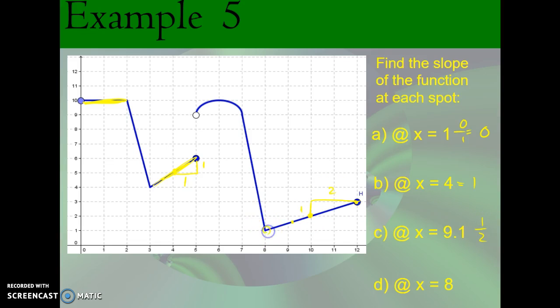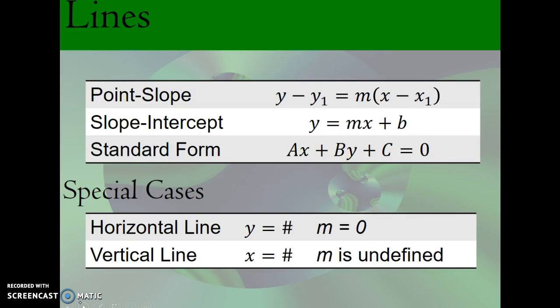At 8, I'm at a little bit of a conundrum. This guy is heading down, this guy's heading up. So because there's two different choices, I say that this slope is undefined. I can't actually explain it just because there's two different choices as to what it could be.